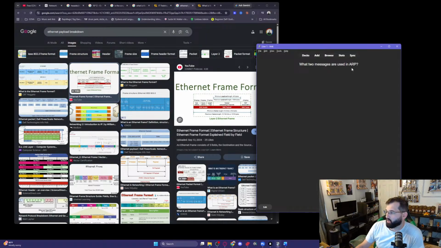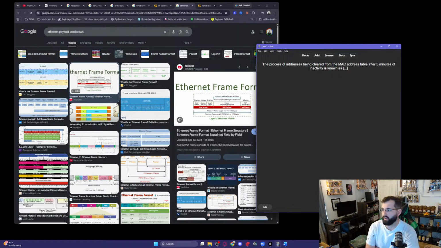What two messages are used for ARP? The request and the reply. The ARP reply message is a unicast. What is the broadcast MAC address? All Fs. What is the command to view the ARP table? Oh, that's going to be arp -a. What two messages are used in ping? The request and the reply. And it's ICMP.